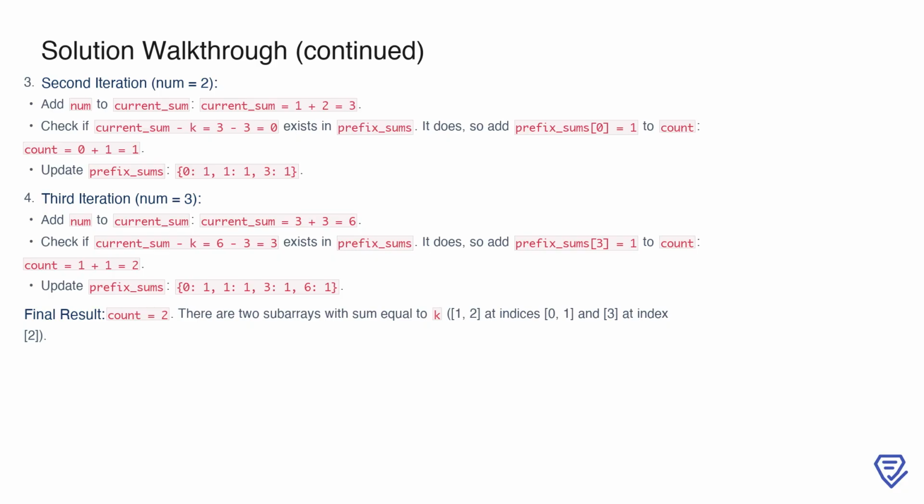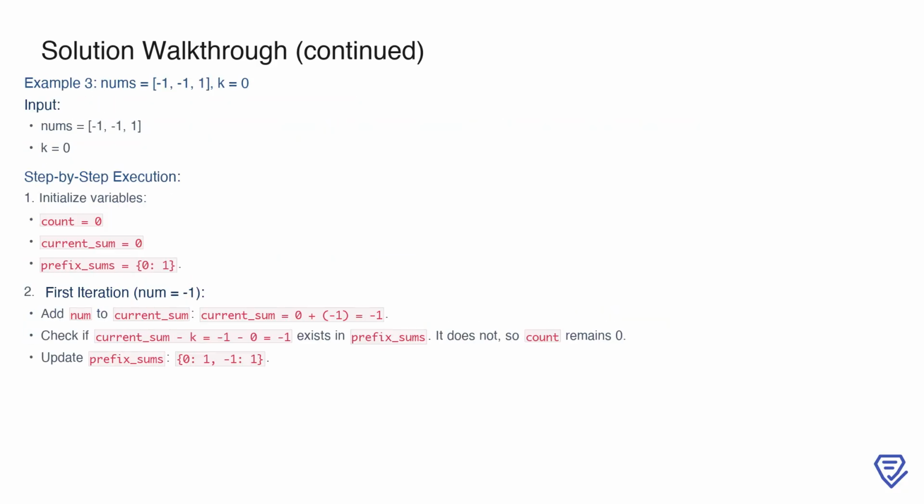The final result is count equals 2, meaning there are 2 subarrays with sums equal to k: 1, 2, at indices 0, 1, and 3, at index 2. In the third example, nums is -1, -1, 1, and k is 0. We again initialize count at 0, current_sum at 0, and prefix_sums as 0, 1.